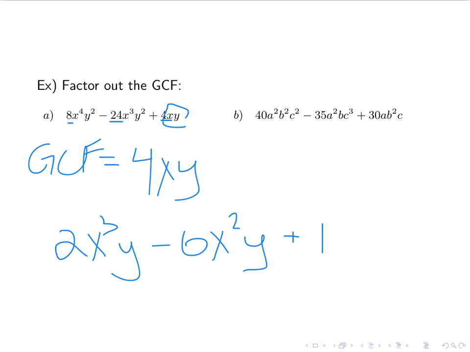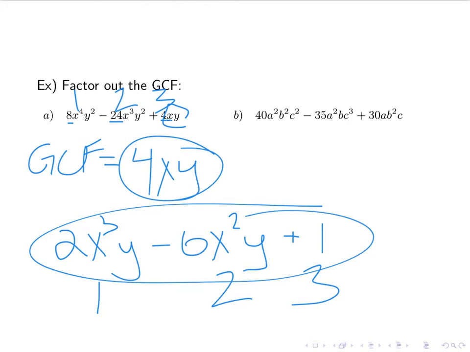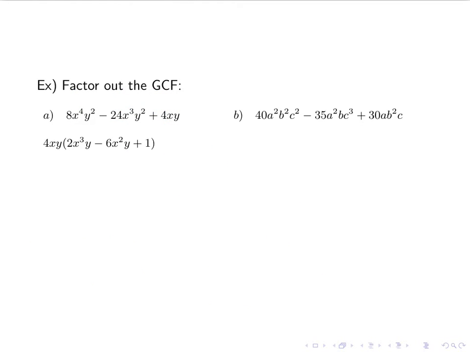Remember that if I have 3 terms, my answer also has to have 3 terms. So I have 1, 2, 3 terms, 1, 2, 3 terms. And then again, my actual final answer is the product of these two things. So 4xy times (2x cubed y minus 6x squared y plus 1).